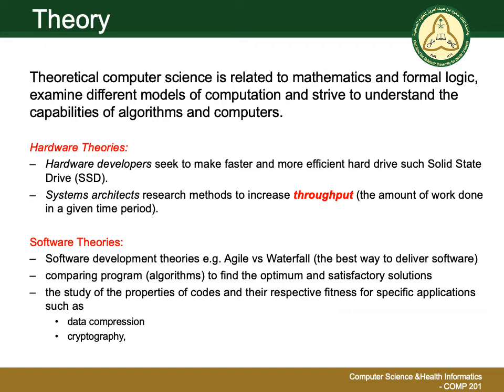The study of software theories focuses on comparing these algorithms, which one is better, algorithm 1 or algorithm 2. The study of properties of codes, which we have in computer science, and their respective fitness for specific applications, such as data compression and cryptography, which is data encryption.